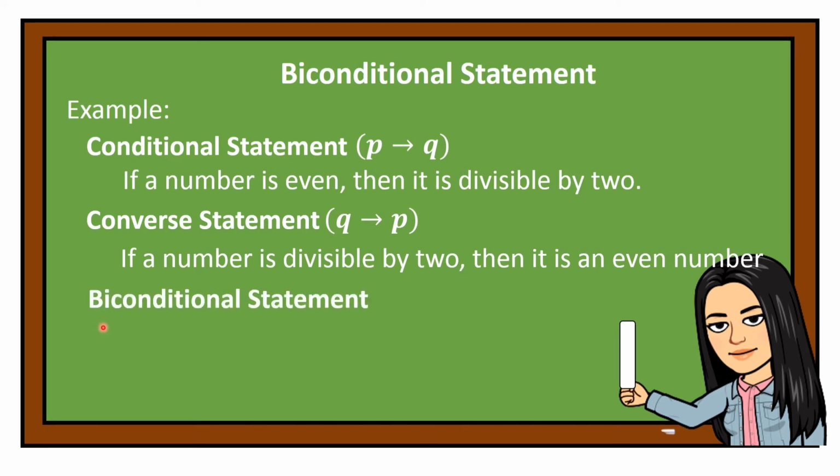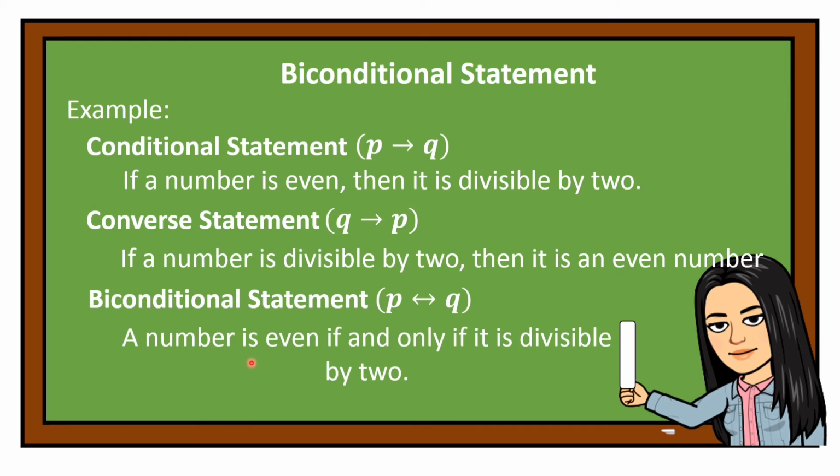Okay, so what will be our biconditional statement, based on our conditional and converse statements? The biconditional statement will be P if and only if Q. So, our statement is, a number is even if and only if it is divisible by 2.